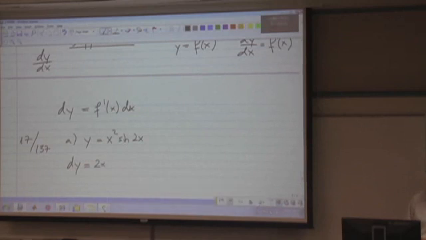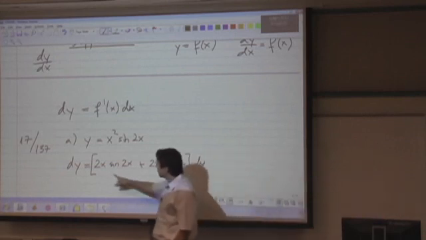2x, sine of 2x. That's why I put the 2 in front, multiplied by dx. That is it, yes. Where did you get the x squared? It's a product rule.